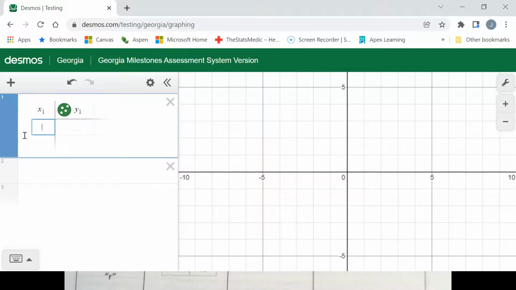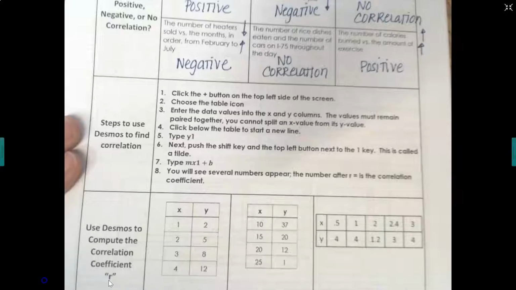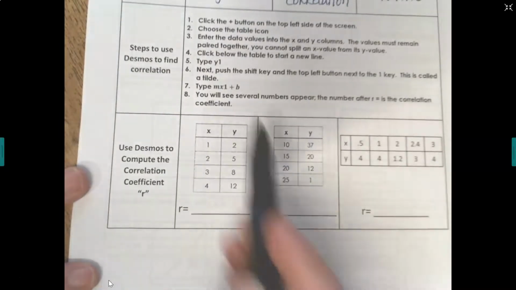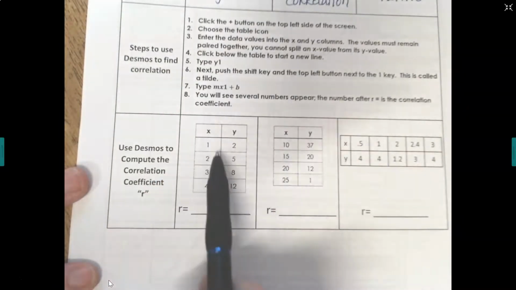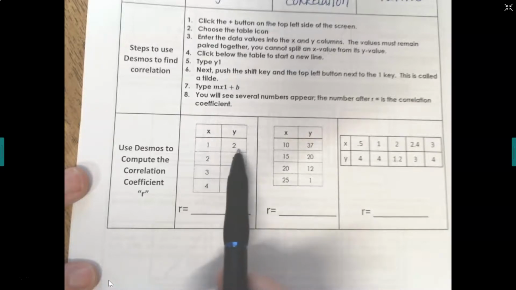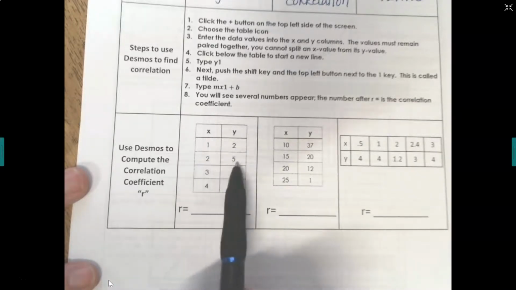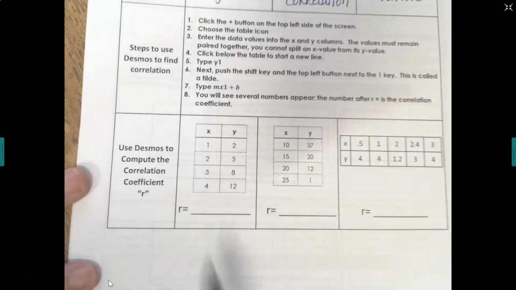We're going to enter the data values in the X and Y columns. The values must remain paired together, and you cannot split an X value from its Y value. So we're going to try this first table down here, entering the data points. When you enter 1, the 2 has to go in the Y column. When you have 2, the 5 has to go in the Y. They have to stay paired up like they are on the paper. Let's see what that looks like.